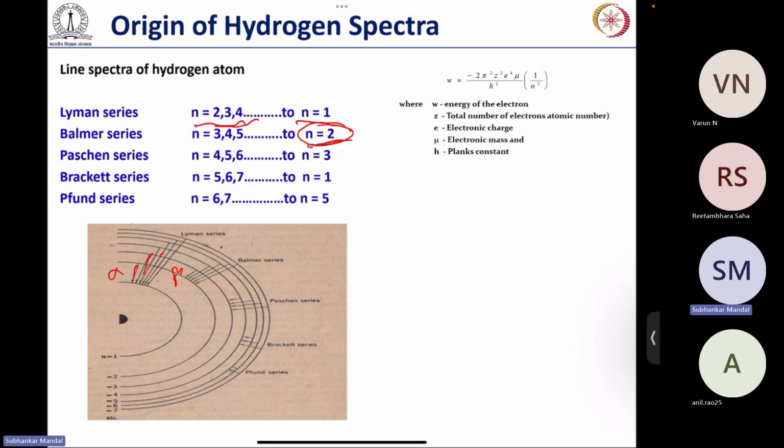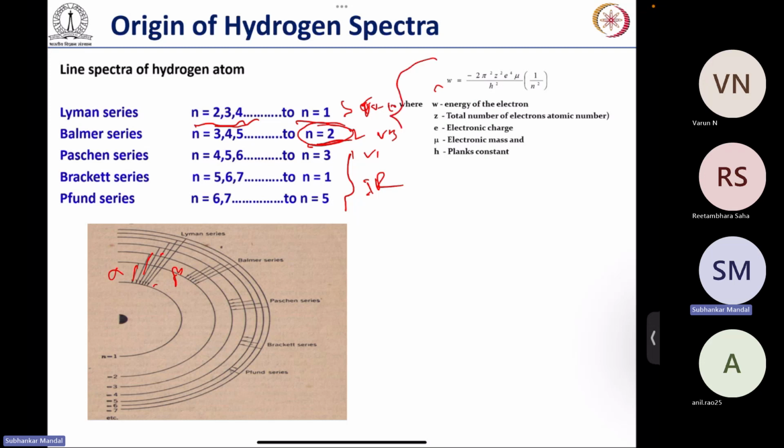Okay, and also which energy region each will come in, that we have also discussed. This is the IR region, this is the visible region, this is UV, and all the others are the IR region. We have discussed all these things, and along with that, how much the energy of each state is.